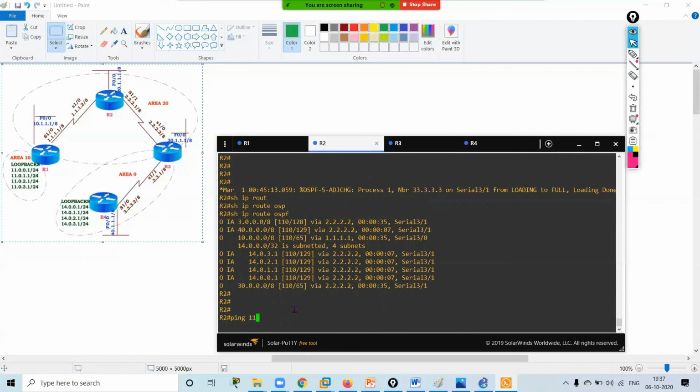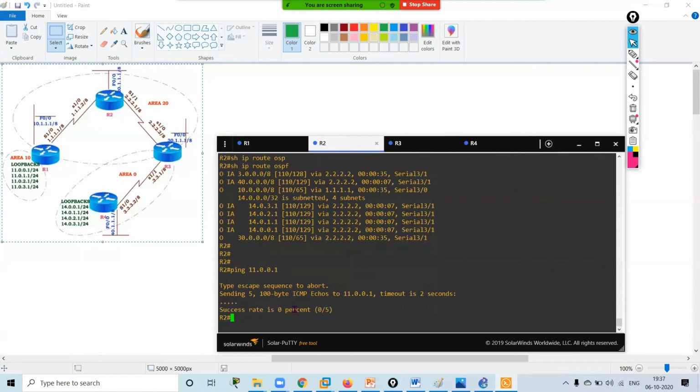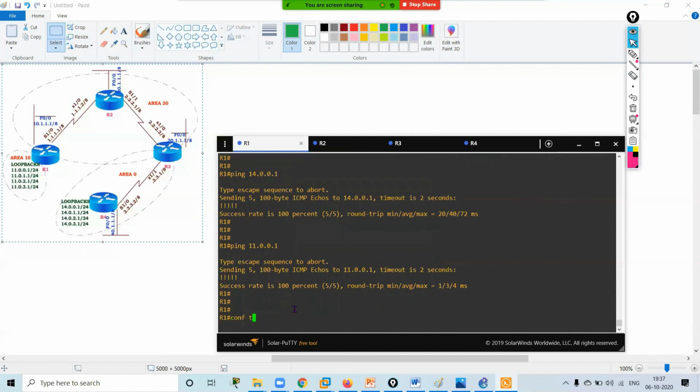sorry, not 192, 11.0.0.1. I'm not able to ping because I don't have any routes for the 11 dot network. I cannot reach the 11 dot network. So I will give you the routes via virtual link. So how to configure a virtual link?